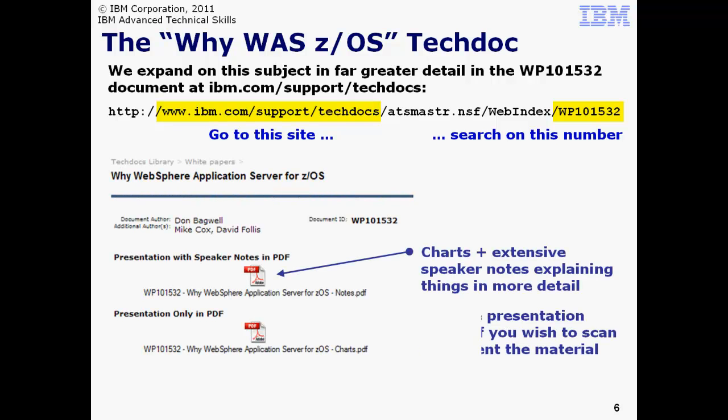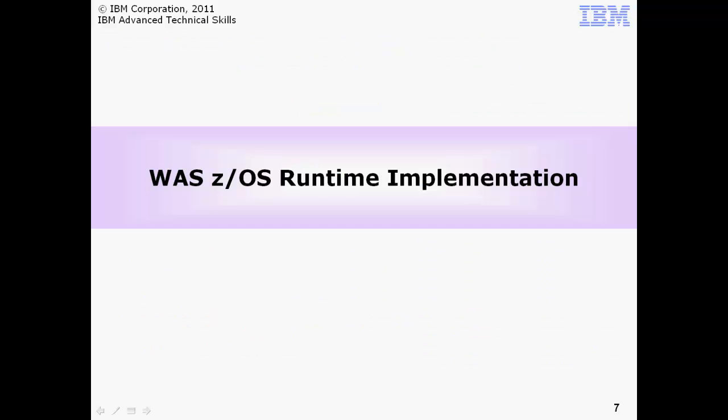Two PDFs will be found here. One is a presentation in chart format. The other provides the charts and full speaker notes under each chart. Let's now turn to look at how the WAS z/OS runtime is implemented.